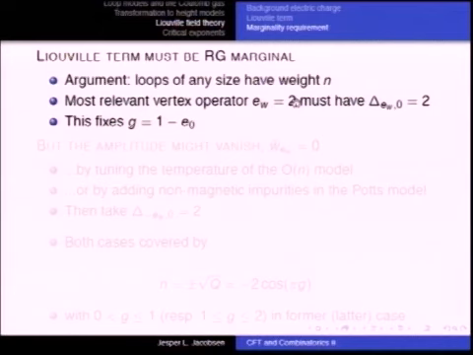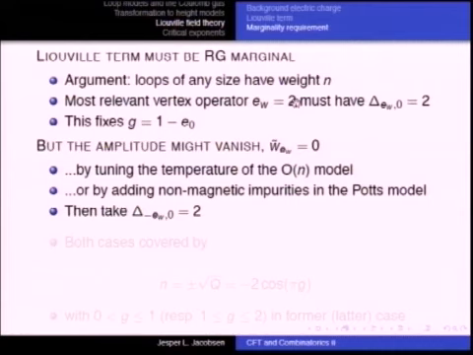Okay, so remember n was 2 cosine pi e naught. So now G is linked to n, and G was the thing which governed the elasticity of my interface. Of course, it might happen that the amplitude in front of that vertex operator vanishes. That would be a very exceptional situation, of course. That would require me to adjust some parameter in the theory.